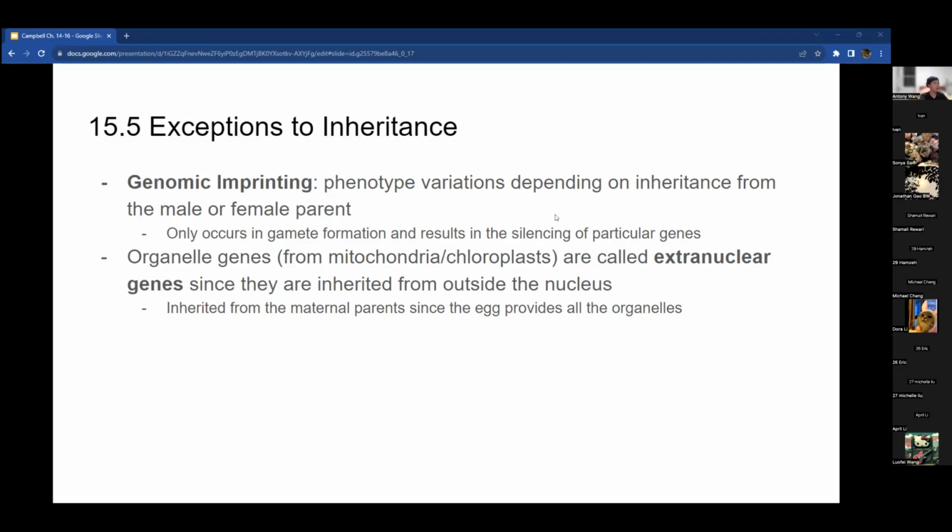Organelle genes, extranuclear genes. One big example, mitochondrial genes are only passed on from the mother, and this can lead to some like ragged red fiber. That's a mitochondrial disease.